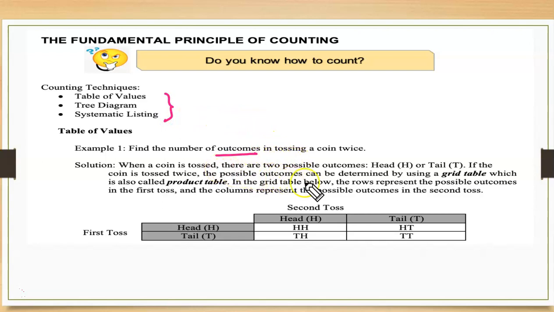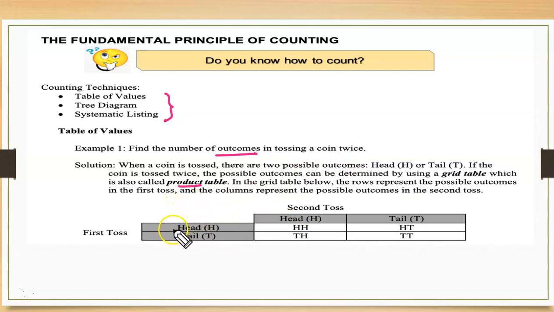Let's start with the table of values. The table of values is also called the grid table or the product table. Let's have this example: find the number of outcomes in tossing a coin twice. When we toss a coin, there are only two possible outcomes, the head and the tail. So, using this table, let's tabulate.